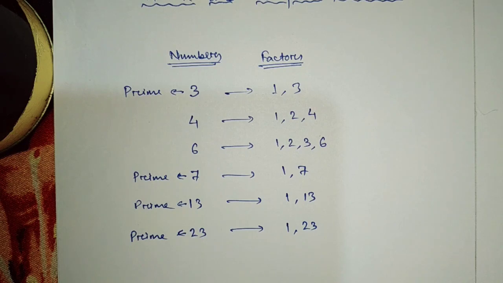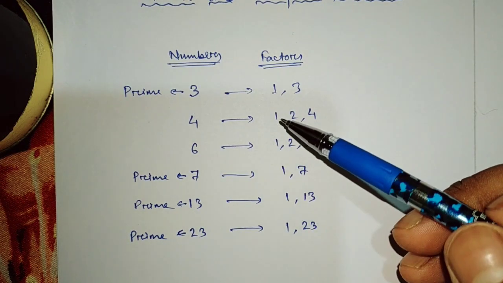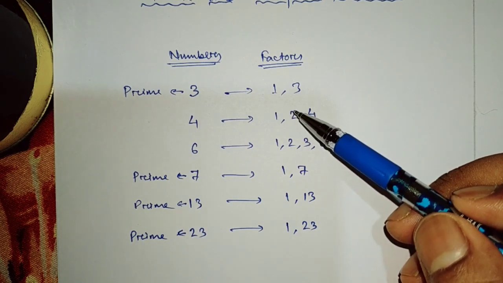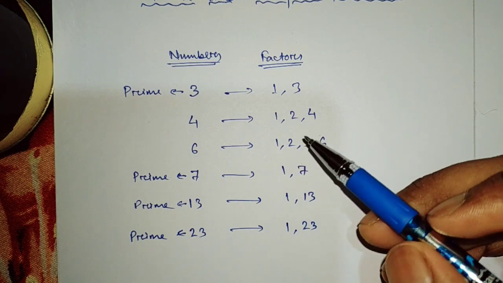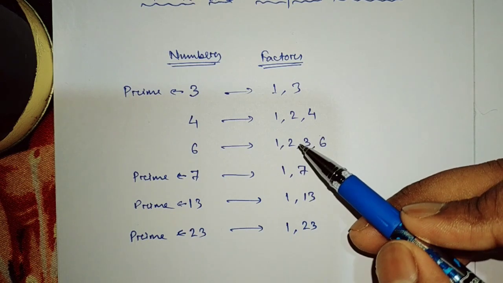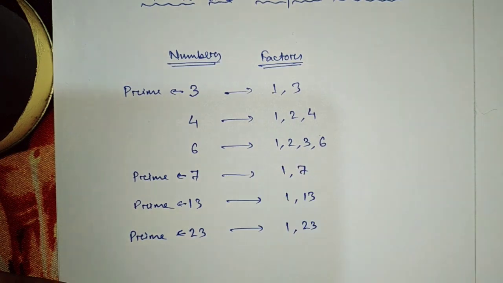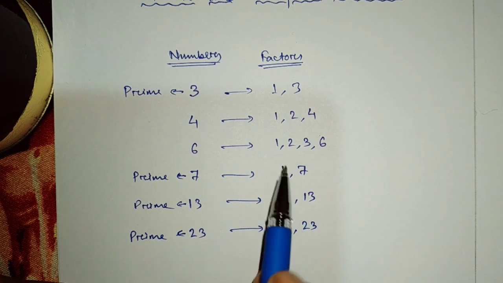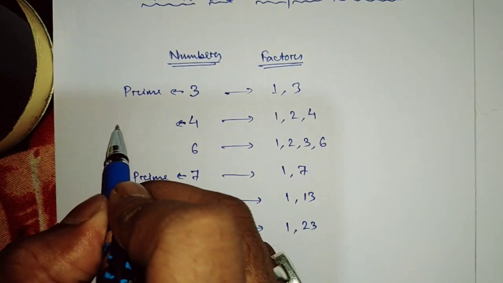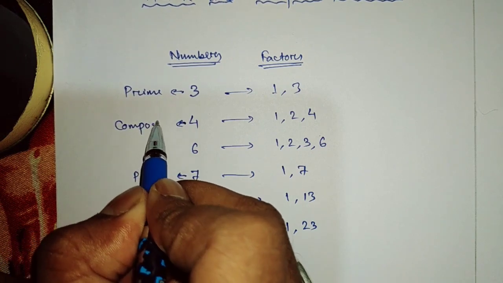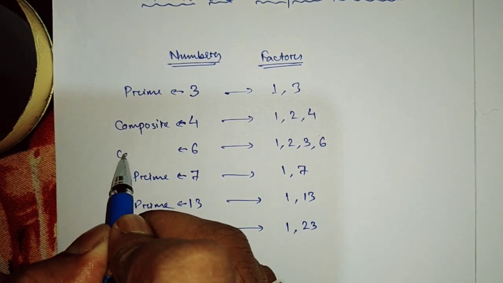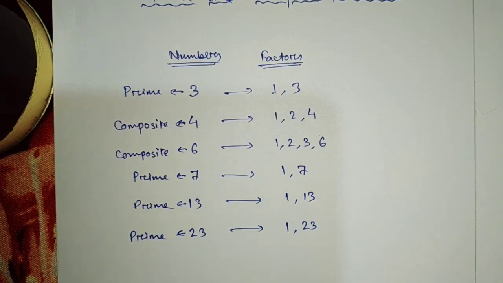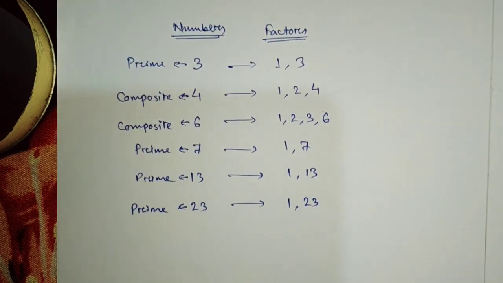Now what happens in case of 4 and 6? We have more than 2 factors. Apart from 1 and 4 itself, we have one extra factor. In case of 6 also, apart from 1 and 6, we have 2 and 3 as factors. So the numbers which have more than 2 factors are called composite numbers. 6 is also called a composite number.